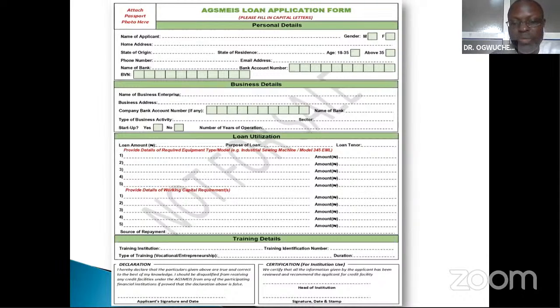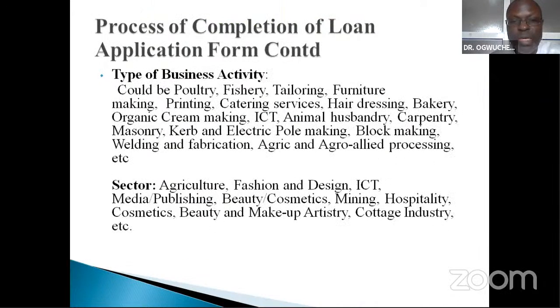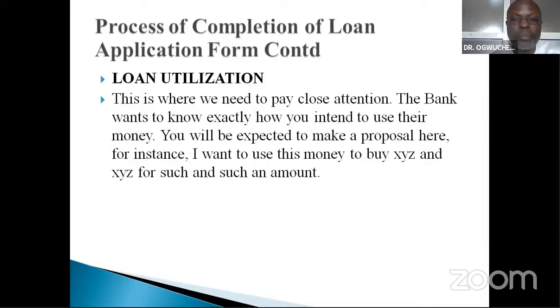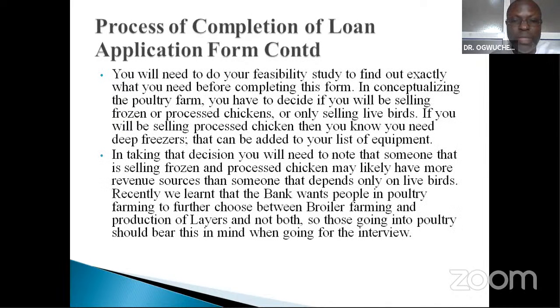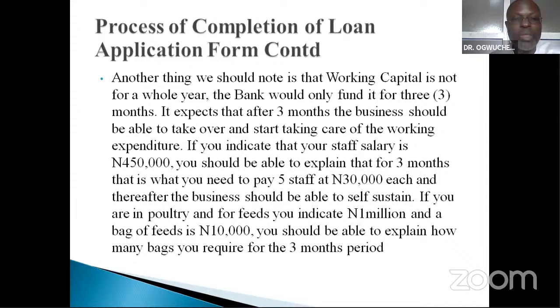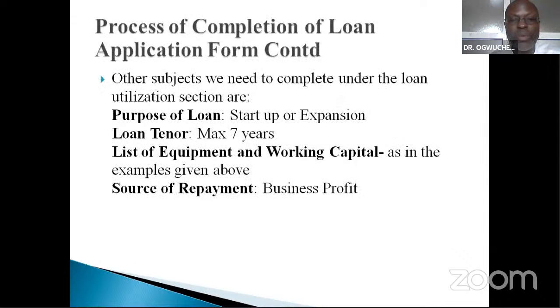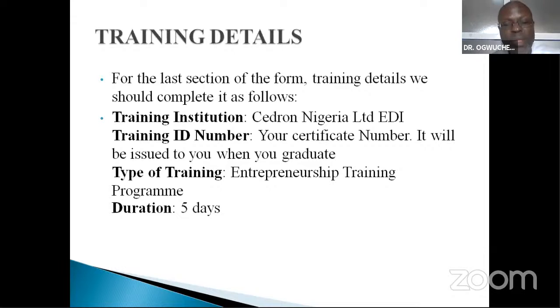The other section for certification, that is our own responsibility. All right, so that is about that form, okay? Other subjects we need to complete under loan utilization, we have already discussed all of these. Purpose of the loan is startup or expansion. Loan tenure is maximum of 7 years. List of equipment, we have discussed that in more detail. Source of repayment is business profit. Then the training details, that's what we just looked at now. That's the last section of the form.